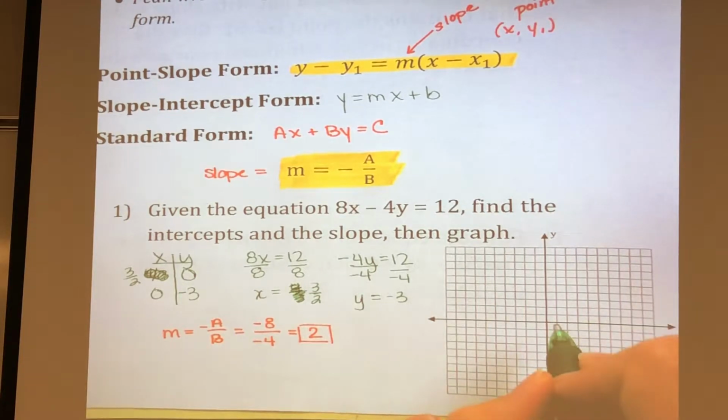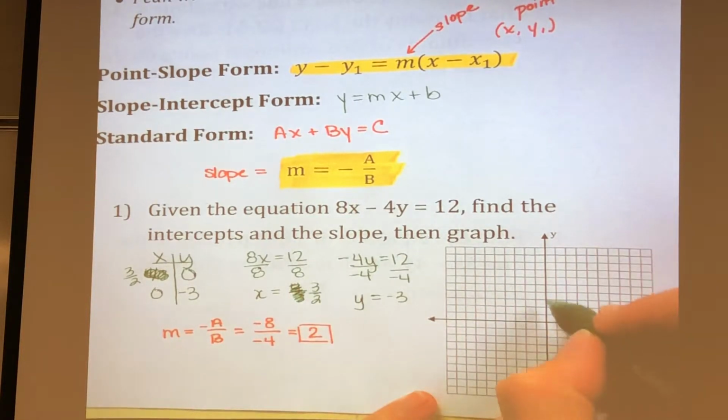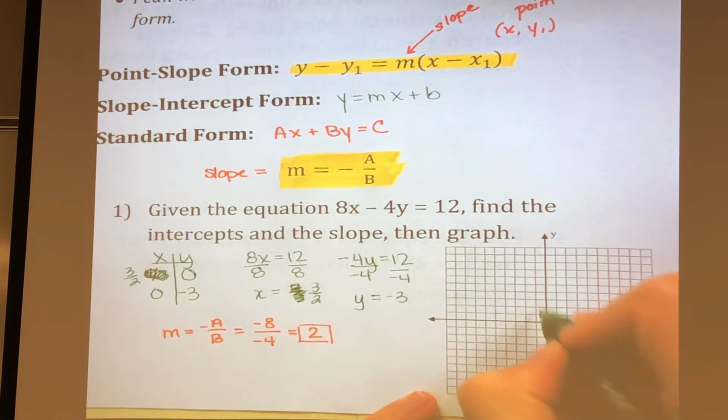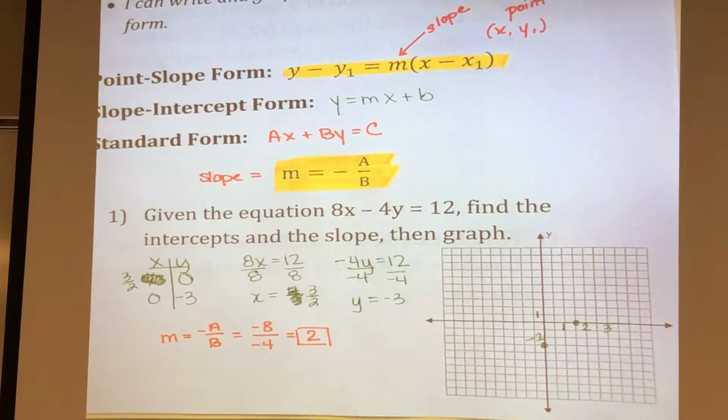So, if I have 1.5, I'm probably going to count by halves then. So this is going to be 0.5, 1, 1.5, 2, 2.5, 3, and then on the y-axis, I don't have to count by 0.5. I can just count by 1, negative 2, negative 3. And then connect both of those.